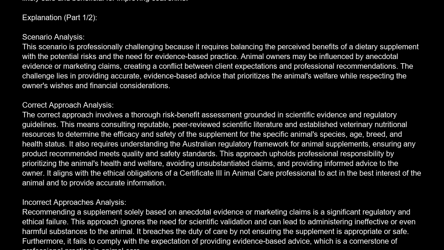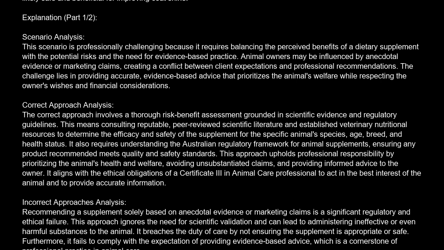This means consulting reputable, peer-reviewed scientific literature and established veterinary nutritional resources to determine the efficacy and safety of the supplement for the specific animal's species, age, breed, and health status. It also requires understanding the Australian regulatory framework for animal supplements, ensuring any product recommended meets quality and safety standards. This approach upholds professional responsibility by prioritizing the animal's health and welfare, avoiding unsubstantiated claims, and providing informed advice to the owner. It aligns with the ethical obligations of a Certificate III animal care professional to act in the best interest of the animal and to provide accurate information.